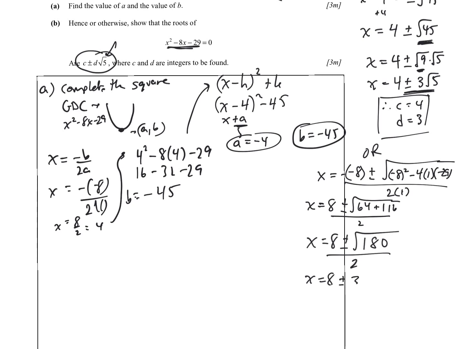Plus or minus the square root of 36 times 5, right? And 180 divided by 36 is 5. It works out to be the same. So then I end up with 8 plus or minus 6 root 5 over 2. Divide by 2, and I get x is 4 plus or minus 3 root 5. So I end up with the exact same conclusion. c is 4 and d is 3.